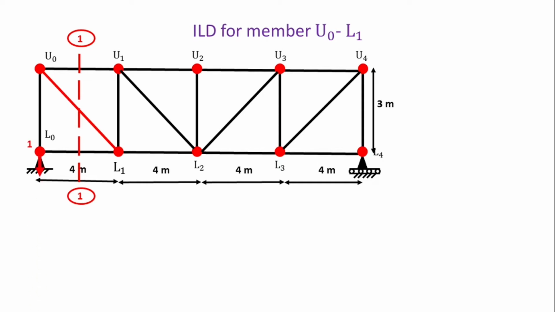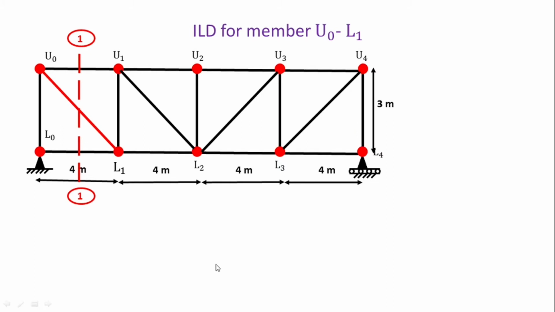Then you have to apply the unit load on each joint, that is L0. Then this unit load is applied on L1. Then again apply the unit load on L2 and find the force in the member U0 L1. Again apply this unit load on L3 and finally apply the load on L4 and find the force in the member U0 L1.